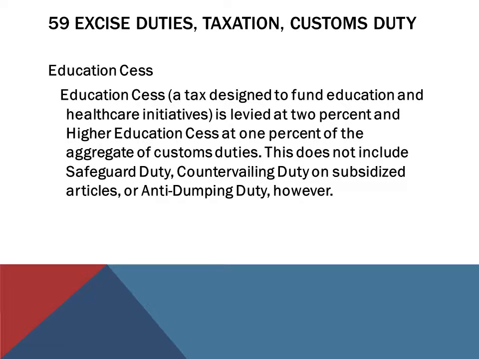Education cess. Education cess, a tax designed to fund education and healthcare initiatives, is levied at 2%, and higher education cess at 1% of the aggregate of customs duties. This does not include safeguard duty, countervailing duty on subsidized articles, or anti-dumping duty, however.